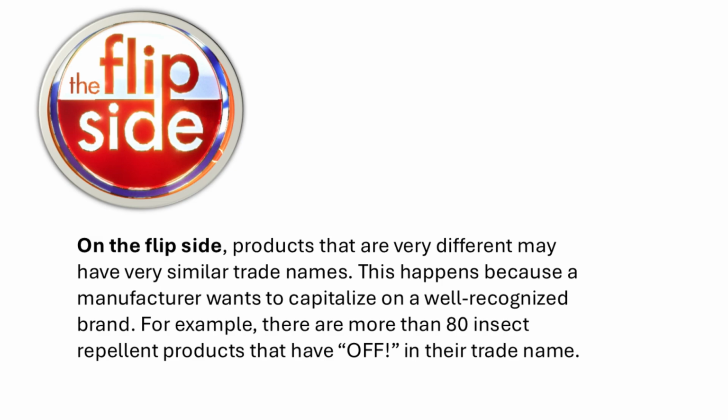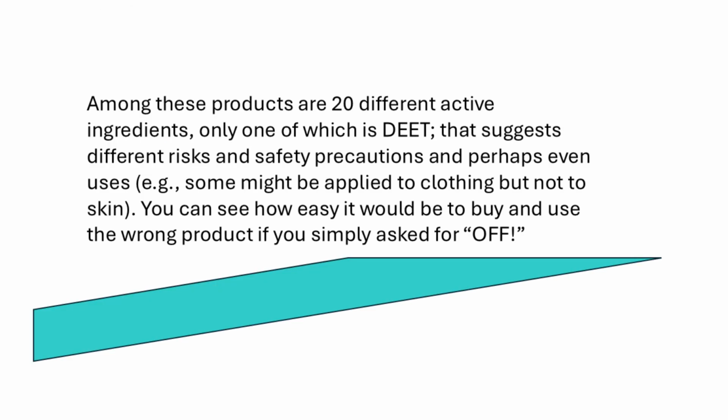On the flip side, products that are very different may have similar trade names. This happens because a manufacturer wants to capitalize on a well-recognized brand. For example, there are more than 80 insect repellents that have OFF in their trade name. Among these products are 20 different active ingredients, one of which is DEET, that suggests different risk and safety precautions and perhaps even uses, e.g., some might be applied to clothing but not to skin.